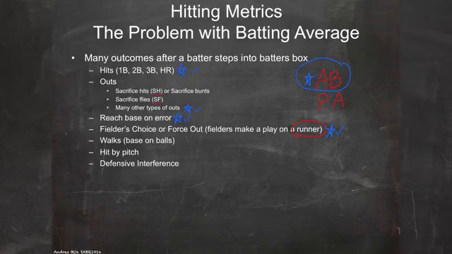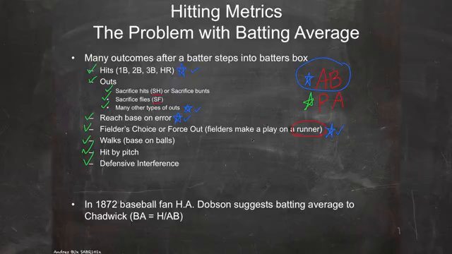Now next, plate appearances are hits, outs of all kinds, reaching base on an error, fielder's choice, walks, hits by pitches, and defensive interference. Now, these are just the definitions, and we have to make sure we understand the difference between at-bats and plate appearances. But I want to talk about this statistic here, batting average, because that's the whole point of this little segment. What's the problem with batting average?